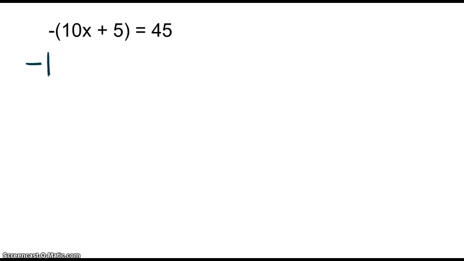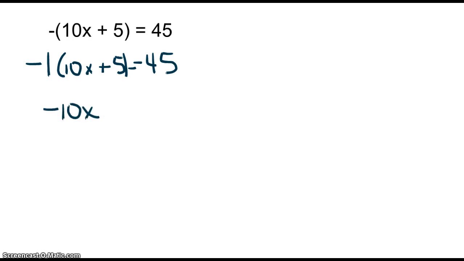So we are going to take our negative and multiply it across each side. Negative is just the same thing as negative 1. So changing and rewriting, I'm going to take my negative 1 times 10x, and negative 1 times a positive 5. So negative 1 times 10 gives me negative 10x. It's just changing the signs. So a negative 1 times a positive 5 would give me a negative 5 equals 45.